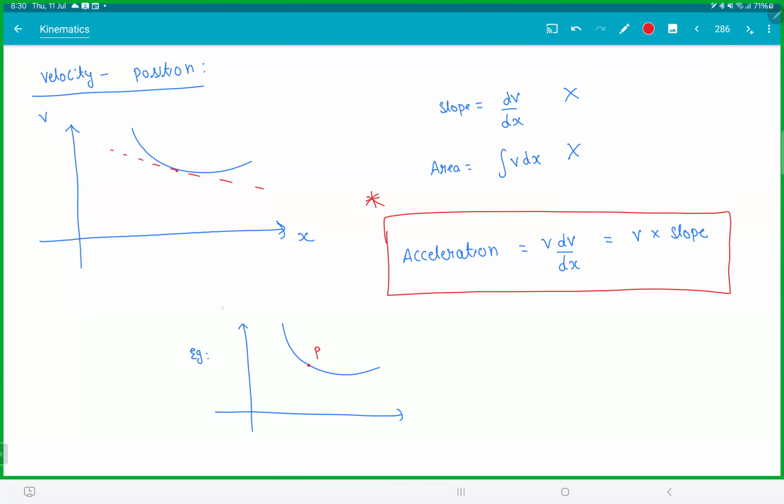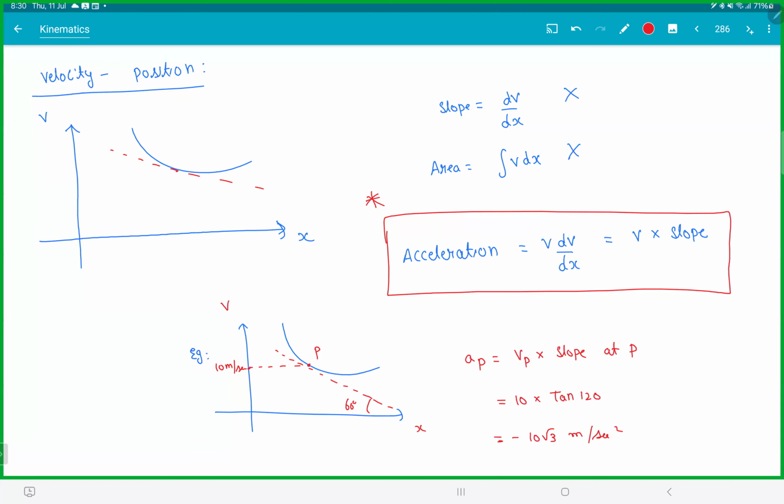So let's say there's a point P here. Now let's say if I draw a tangent here, this is 60 degrees. This is 10 meters per second. So acceleration at point P is velocity at point P into slope at point P. So velocity at P is 10 and the slope would be tan 120. Always be careful if you take the other side, minus 10 root 3 meters per second square. Again, be careful. VT graph is different, VX graph is different.